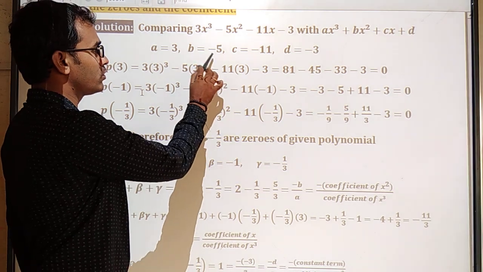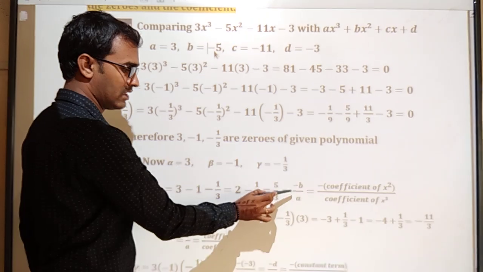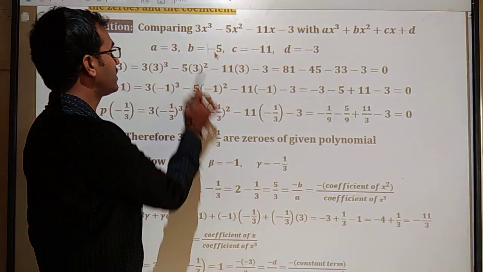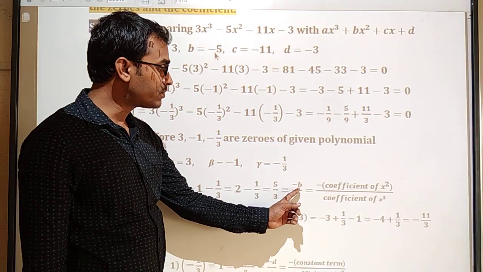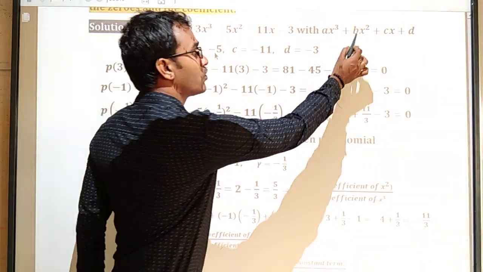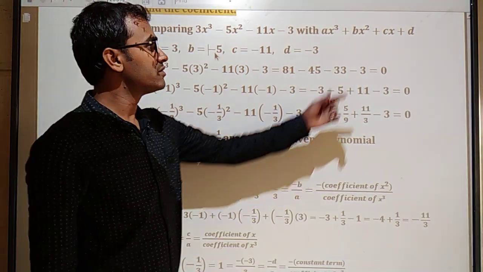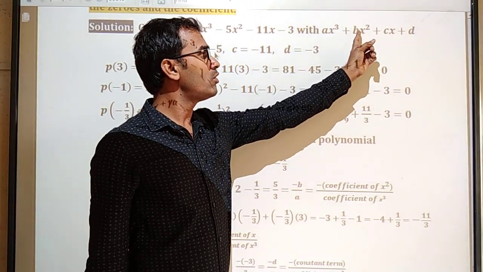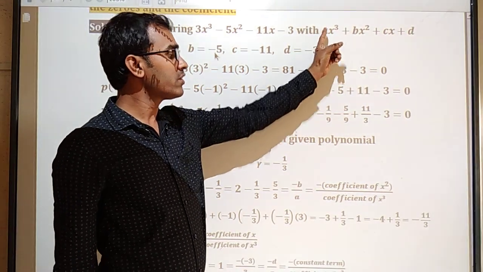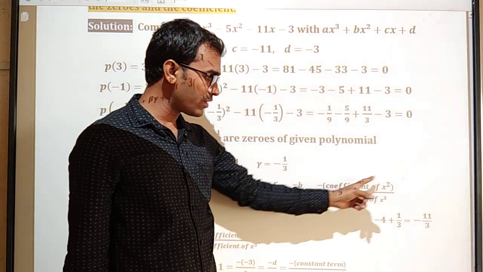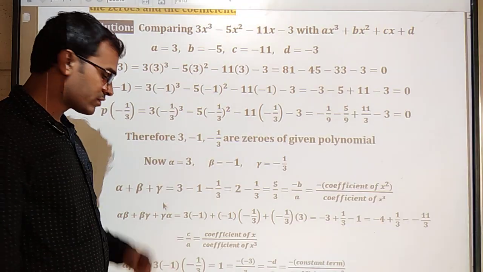So what is it equal to? Minus b upon a. Then 5 upon 3 equal to minus b upon a, where b equal to minus 5 and a equal to 3. Therefore, what is b? b is nothing but the coefficient of x square, and a is the coefficient of x cube. Minus the coefficient of x square divided by the coefficient of x cube. This is the sum of zeros.